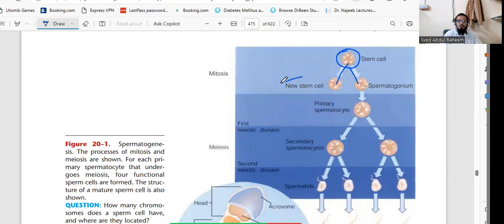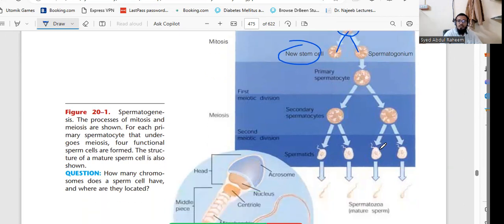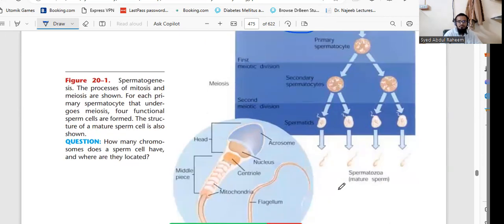That is called one cell for production of two cells, and one will be stored as a stem cell, a base cell, and another is spermatogonium. Spermatogonium divides into primary spermatocyte. Primary spermatocytes will produce secondary spermatocyte. Secondary spermatocyte will produce spermatids, and spermatids will produce mature sperm.